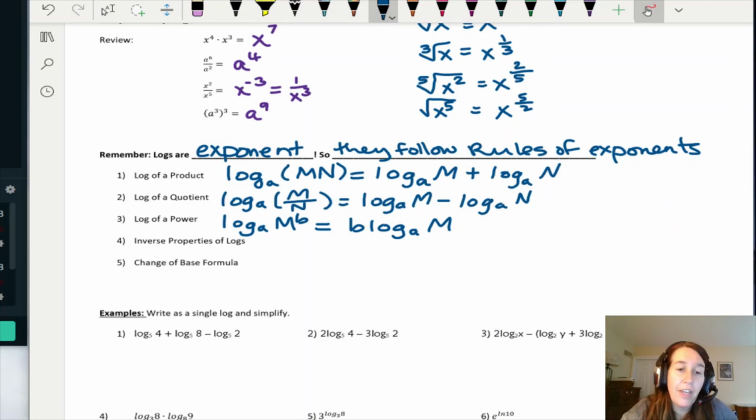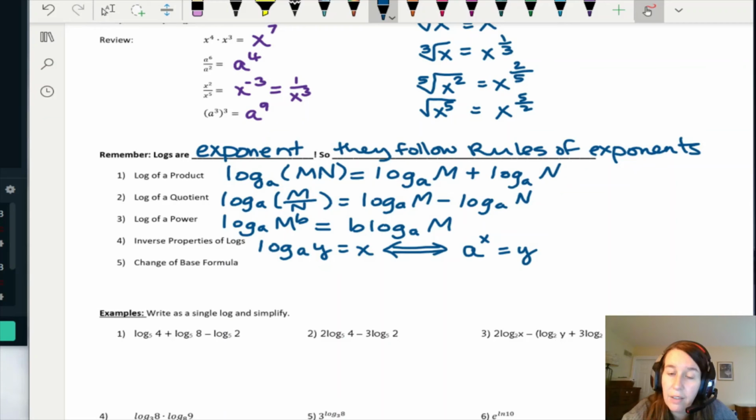And then we have the inverse property of logs. If we have log base a of y equals x, then we can use the inverse to say that a to the x is equal to y. This is just being able to change the form back and forth. And remember how we did that with the e, or maybe I will show you that when we do these problems.